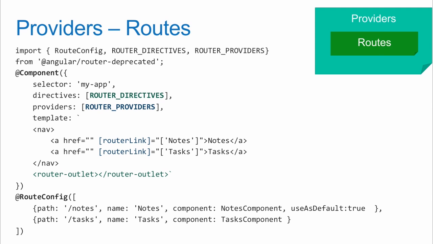So the router outlet is essentially a directive, right? And within that router outlet is where we load the notes component in this case. And then we have, of course, useAsDefault to define which one of these paths we want to define as the default. So the idea, again, behind these providers, beyond the service providers, is libraries. This one particularly allows us to have different sections of our page change.